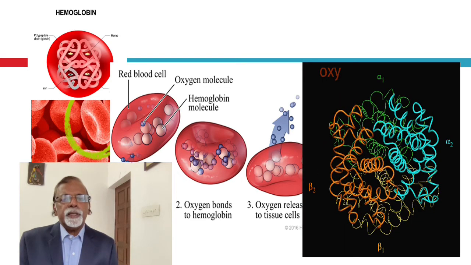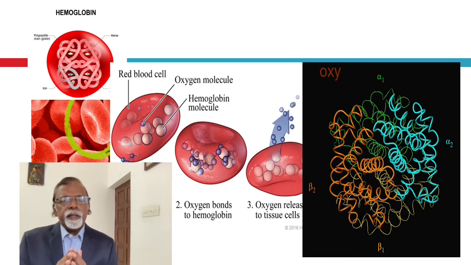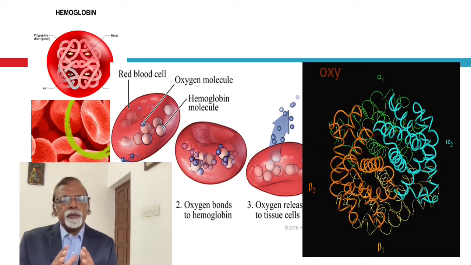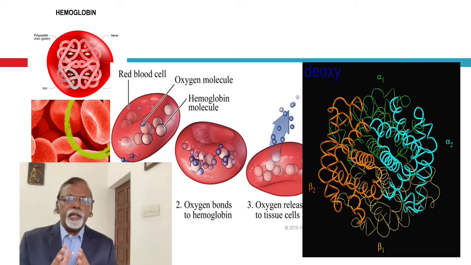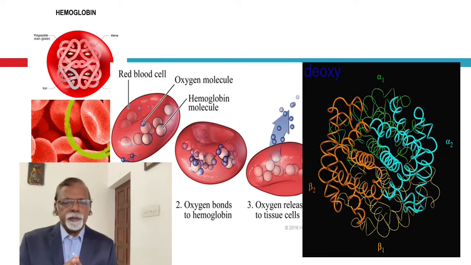And this is the hemoglobin molecule, and the ferrous ion has capacity for attaching to oxygen. Only when the iron is in the ferrous state, hemoglobin will be able to carry oxygen.